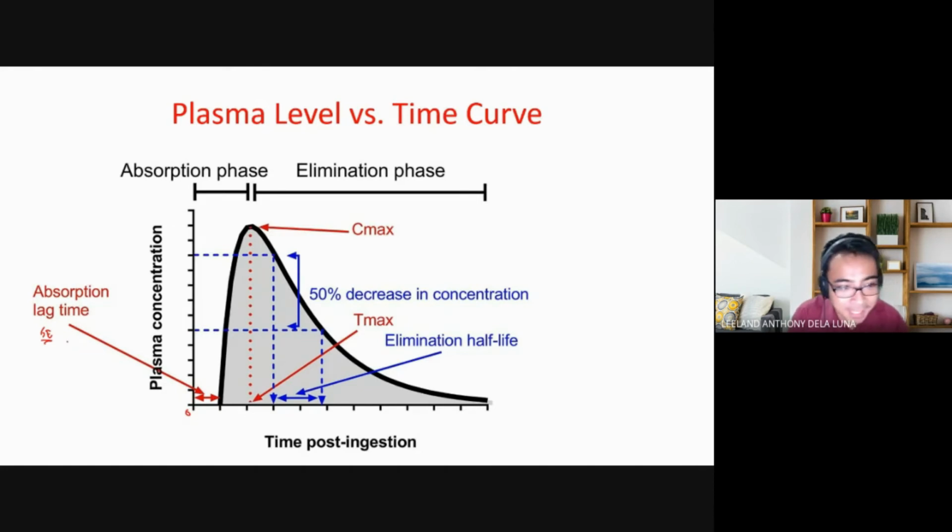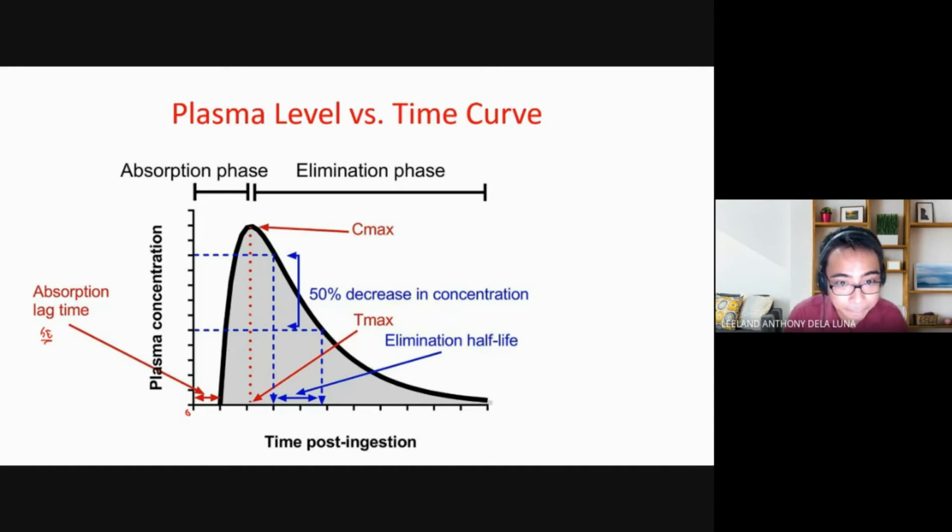Sabi nga natin, class, diba? Absorption, okay, majority of the absorption only takes place in the small intestines. So that's the reason why a drug must go into the small intestines prior to absorption for per oral drug. Okay? So nagkakaroon tayo ngayon tuloy ng lag time. Again, ang main culprit dyan, class, would be gastric emptying.